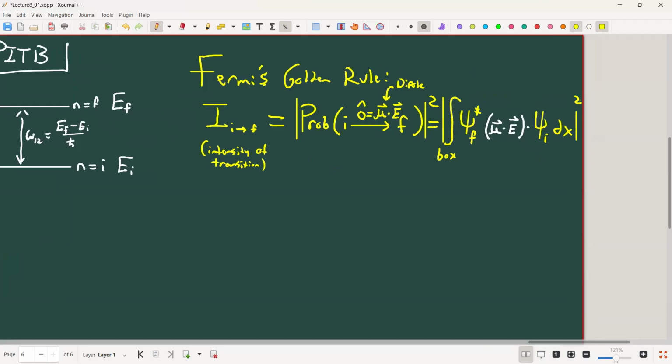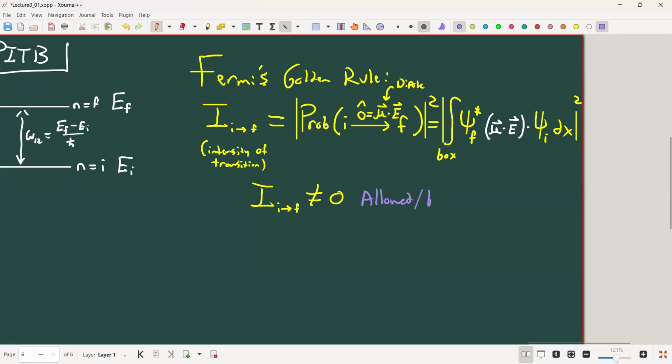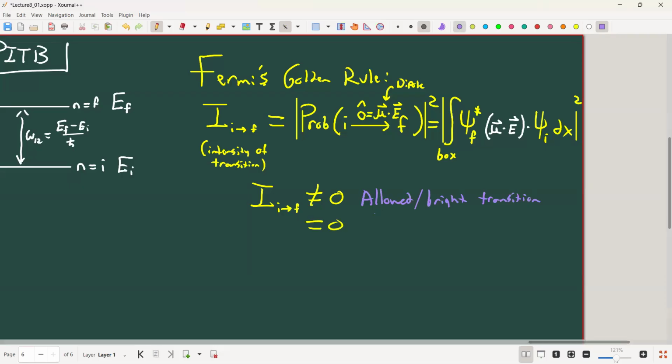And the idea is that if I to f is not 0, we say that this is an allowed or bright transition. We see it in our spectrum. And if it's equal to 0, it's forbidden or dark.